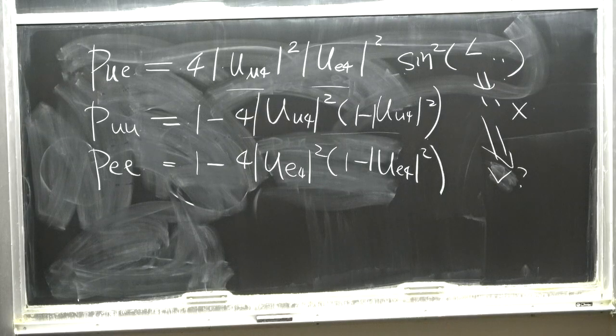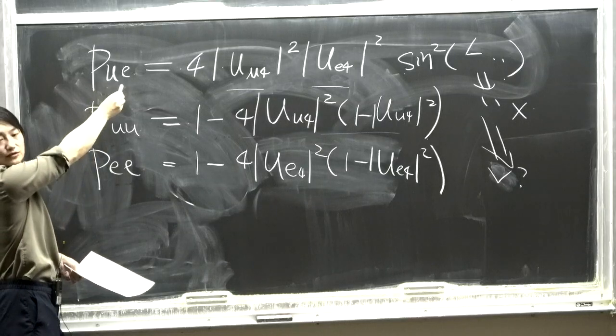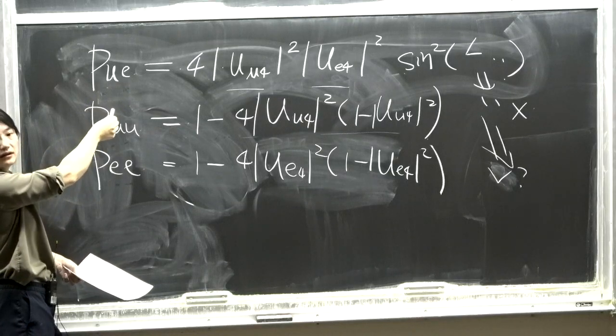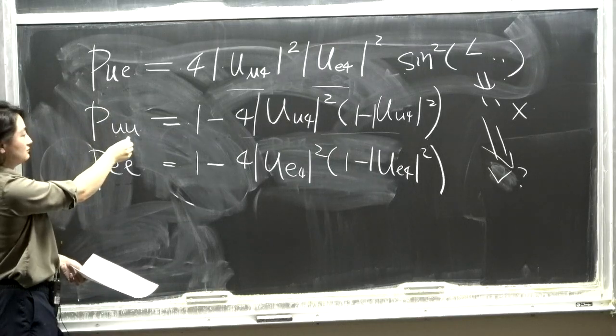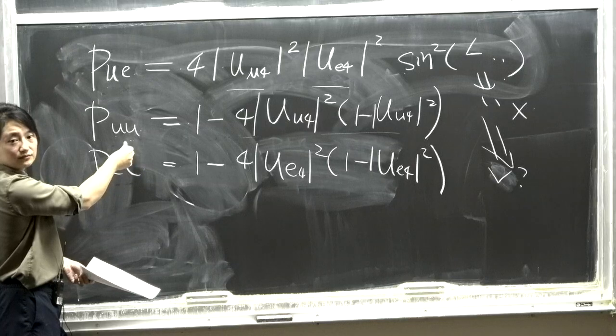Sorry, what do you mean by disappearance and appearance? It's just common terminology. If I start from some flavor and go to a different flavor, I call that appearance. If I start from a flavor and measure how much has survived, this is called disappearance.